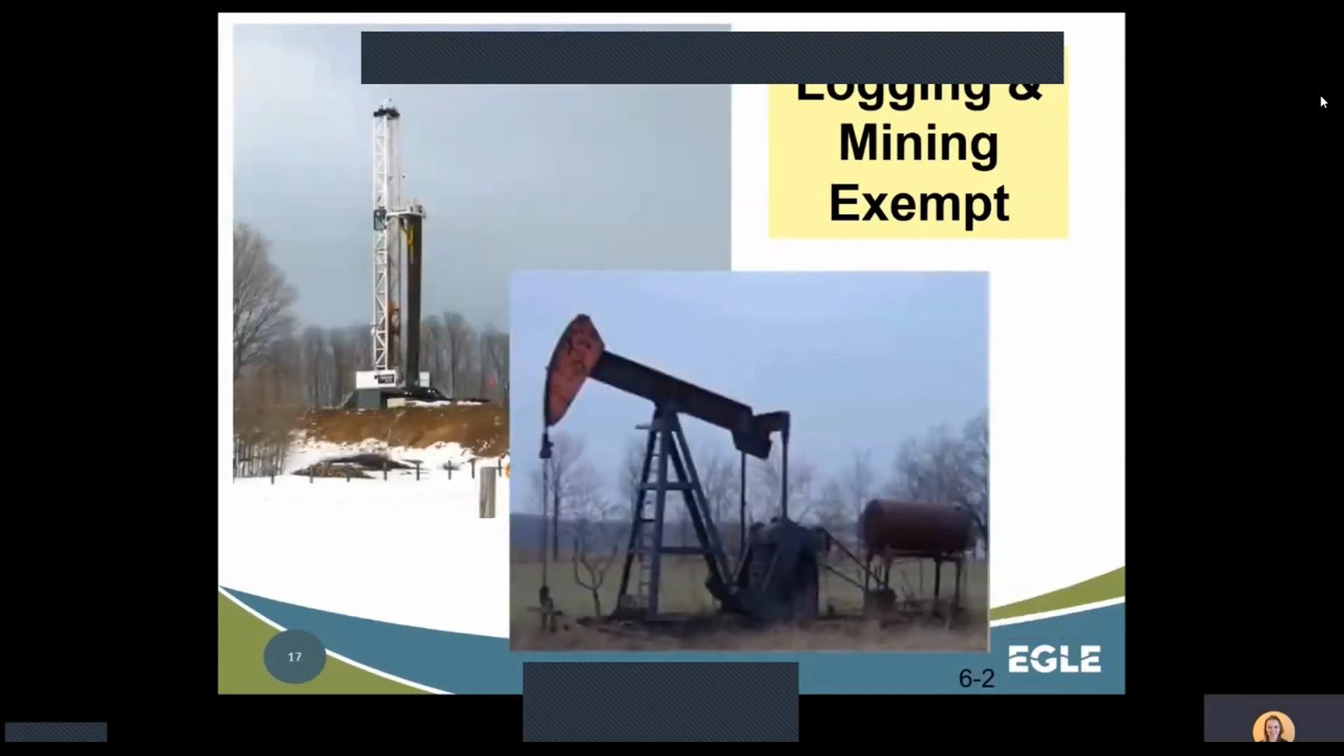Earth changes associated with well locations, surface facilities, flow lines, or access roads related to oil or gas exploration and development regulated under Part 615 of the NREPA are exempt if the application for a permit to drill and operate under Part 615 contains an SESC plan approved by EGLE.